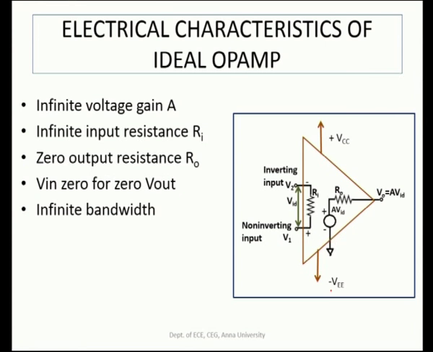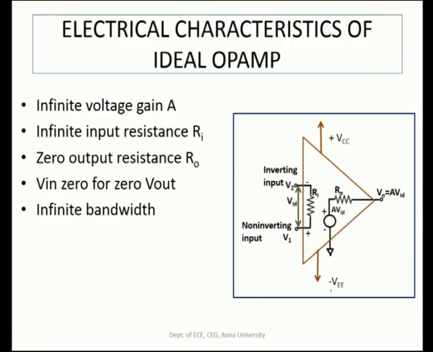Now, the second characteristic is it has infinite input resistance. Therefore, the current drawn into its input terminal is 0. It has 0 output resistance, so it acts as a perfect voltage source, and it has 0 V out for 0 V in, that is, there is no residual output voltage. It has an infinite bandwidth, that is, it amplifies signals for the entire frequency range.